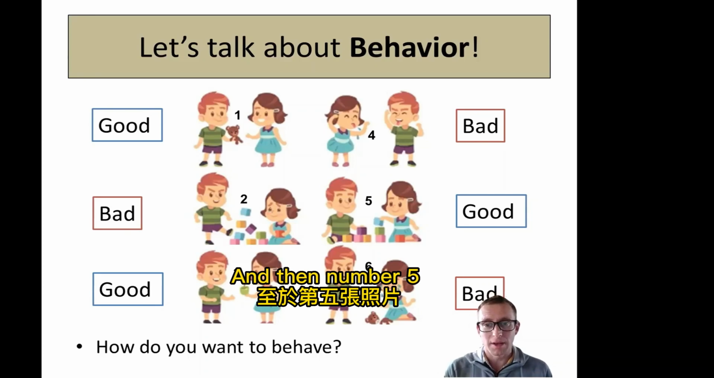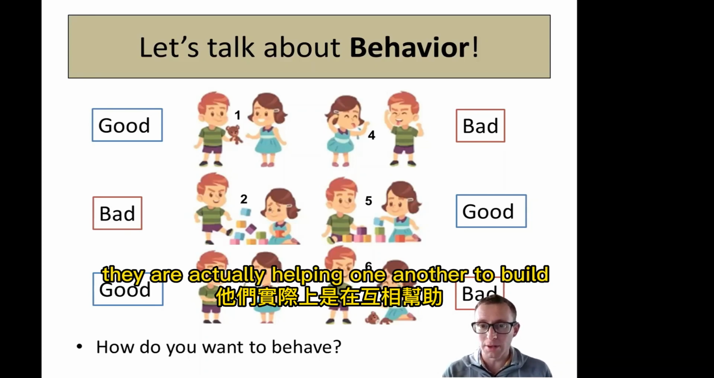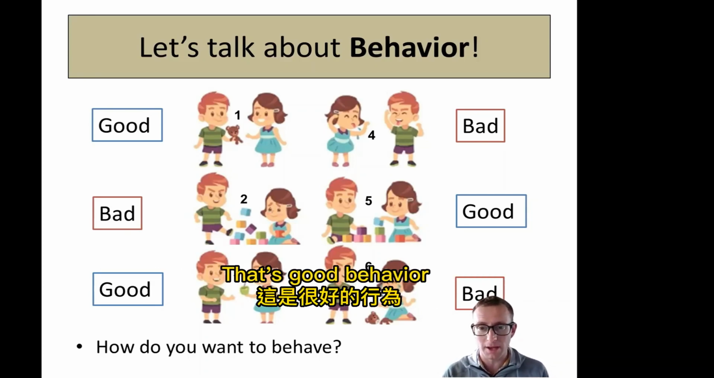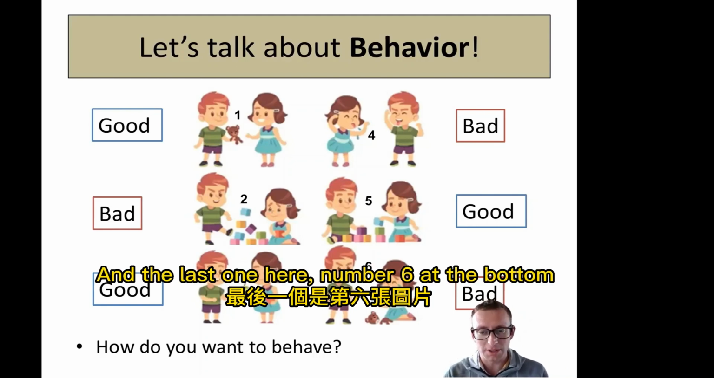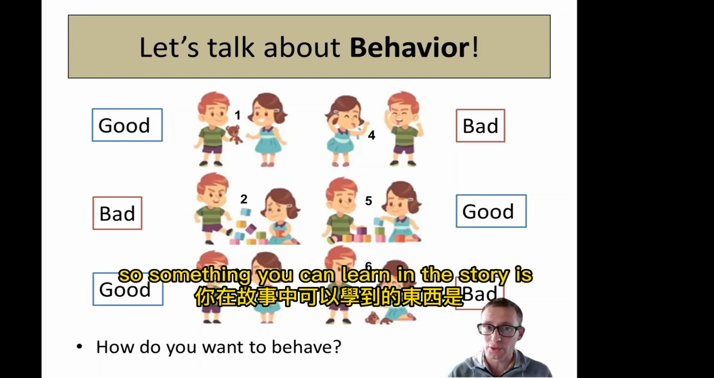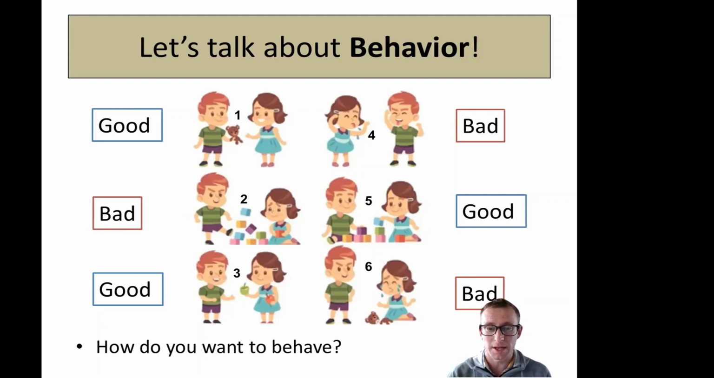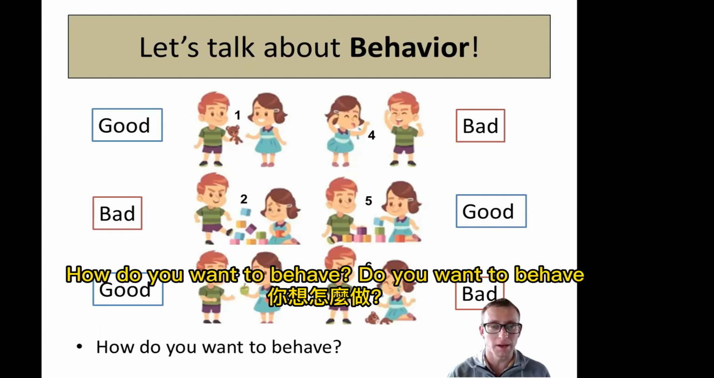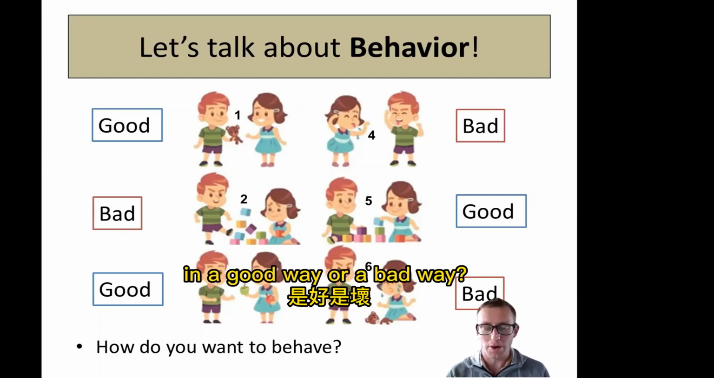And number 4, the girl is sticking out her tongue and spitting and making funny faces, and the boy is doing the same towards her, so that's bad behavior. And then number 5, they're actually helping one another to build the block structure. That's good behavior. And the last one, number 6 at the bottom, the boy threw her teddy bear on the ground and she's very sad, so you can see that. Therefore, that is bad behavior. So something you can learn in the story is how you should behave. How do you want to behave? Do you want to behave in a good way or a bad way?